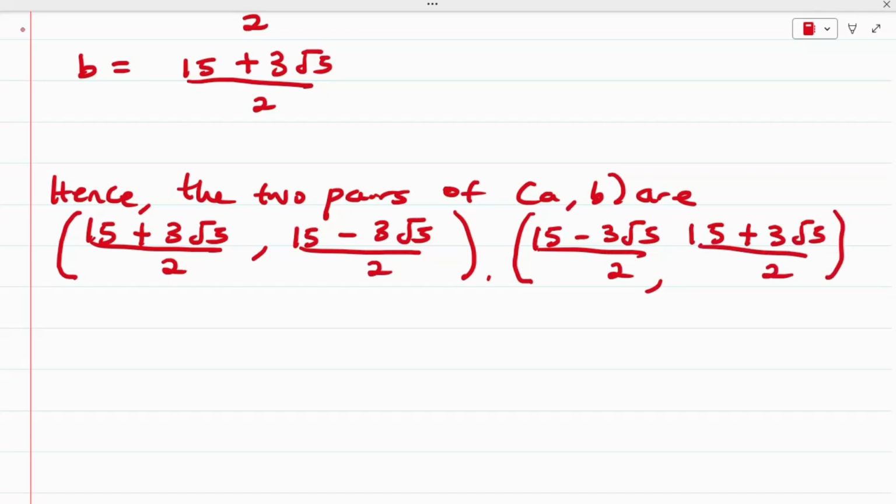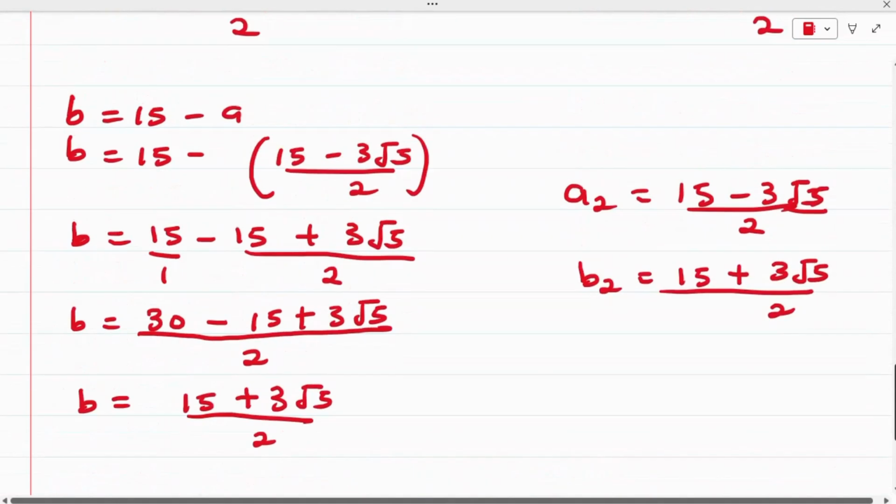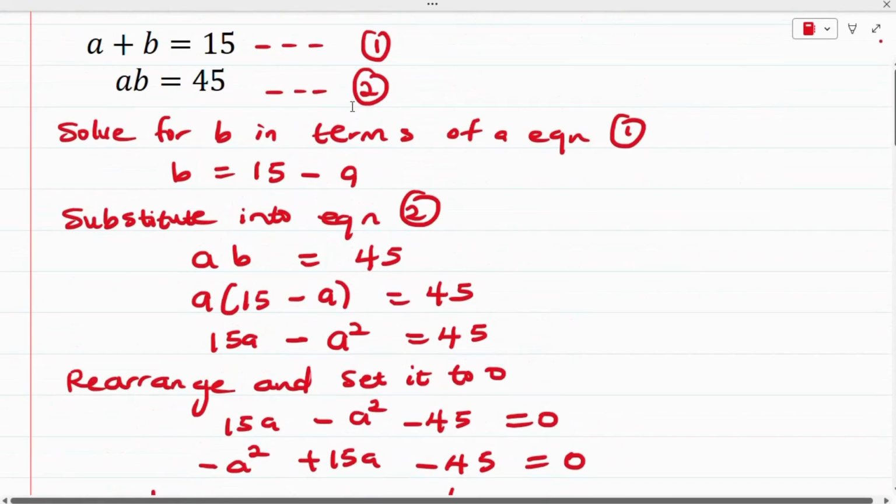So these are the values of a and b from the Math Olympiad question that states that a plus b is equals to 15 and ab is equals to 45.